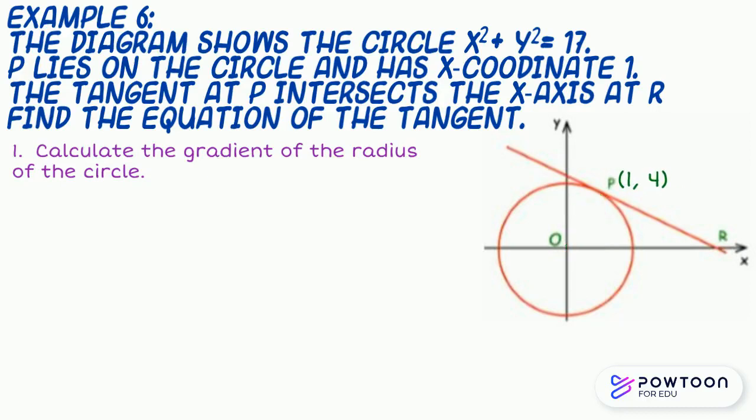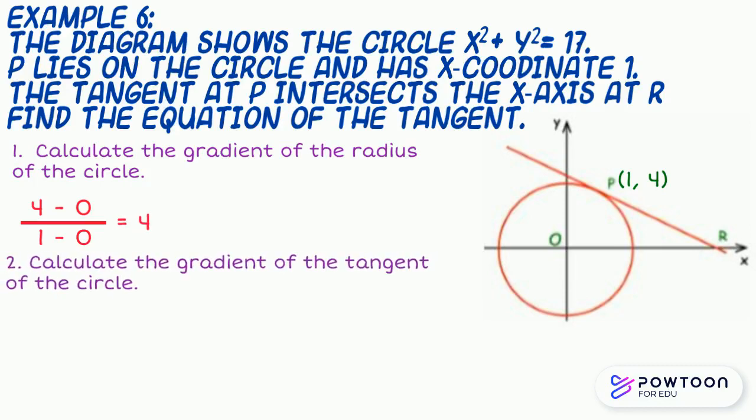Now I know we have a coordinate of 1, 4, so we can calculate the gradient of the radius by doing 4 minus 0 over 1 minus 0, so the gradient is just 4. Next step is to calculate the gradient of the tangent. So remember, it's going to be 4 times our gradient is equal to negative 1. Then solve for m, and you get m is negative 1/4.